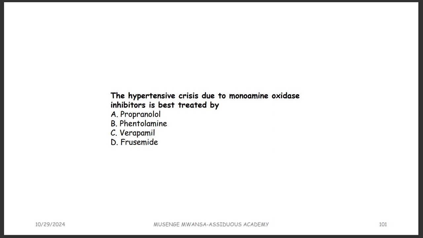Hypertensive crisis due to monoamine oxidase inhibitors is best treated by propranolol, phentolamine, verapamil, furosemide. Anyone who can help with this one?